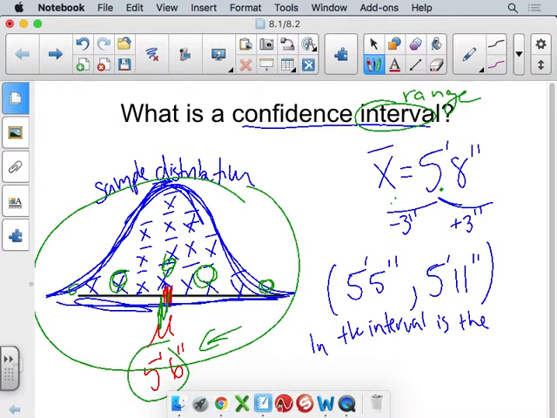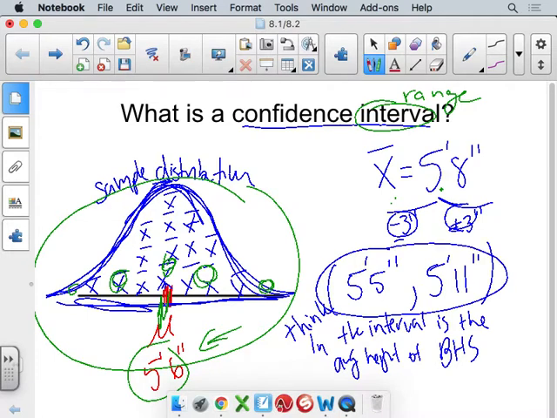I think anywhere in this interval is the average height of BHS. That's what I think. That's what I'm going to go for. I'm going to guess this. So a confidence interval is taking the sample mean, and then plus or minus a certain distance. We're going to get to how you do this distance. I get an interval, and then I say I think the true average height is somewhere within here. So I get a guess, which is a sample mean. I do a sample of 50 people from Bryan High, got this height.